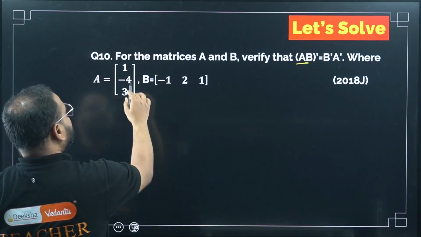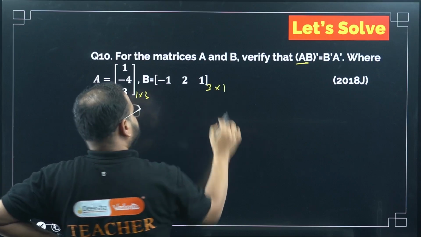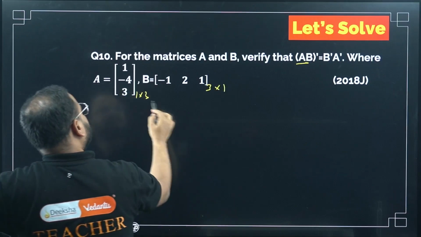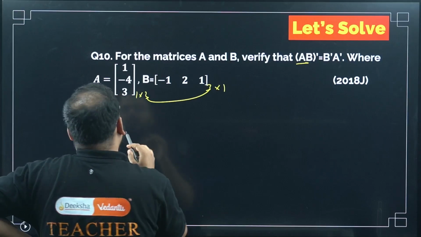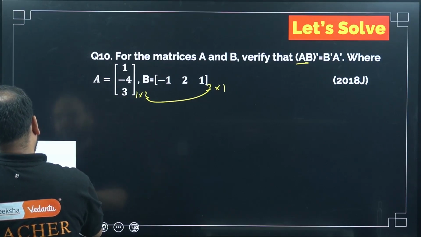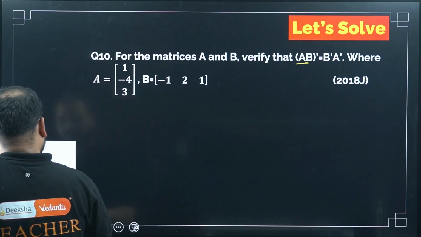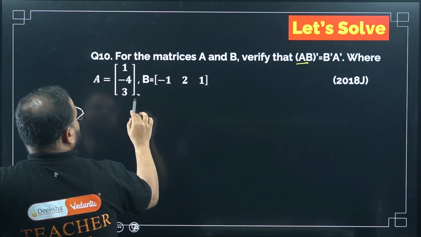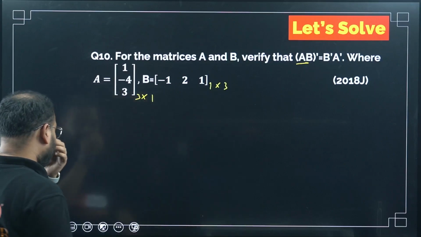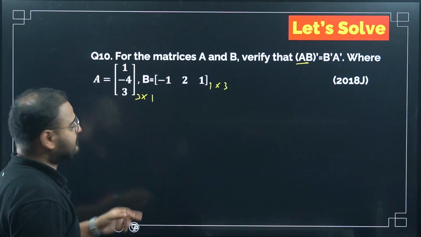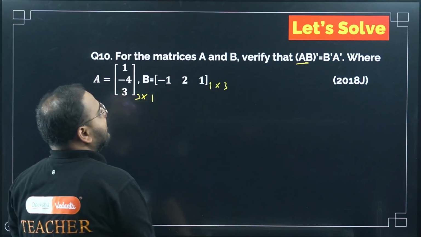This is 1. What is the order here? Please check. 1 cross 3, 3 cross 1. Can you multiply it? Yes, sir. 3 and 3 should be same, right? We can multiply it. 1 cross 3 and, okay, I wrote it the opposite way, right? This is 3 cross 1 and this is 1 cross 3. Means what is my resulting matrix? Check here. It will be a 3 cross 3 matrix. The 1 is same, but what is going to be the result? 3 and 3. Okay, moving on.